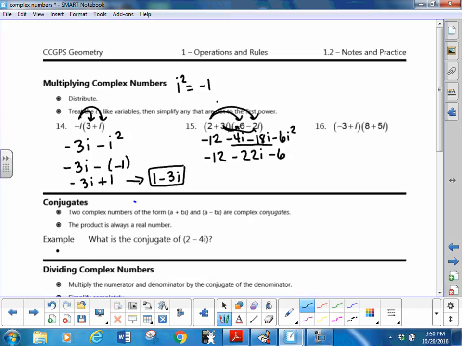And then again, I'm going to substitute in negative 1 for I squared. And that becomes a negative and a negative, becomes plus 6. Negative 12 plus 6 is negative 6 minus 22I. And that's the right form.